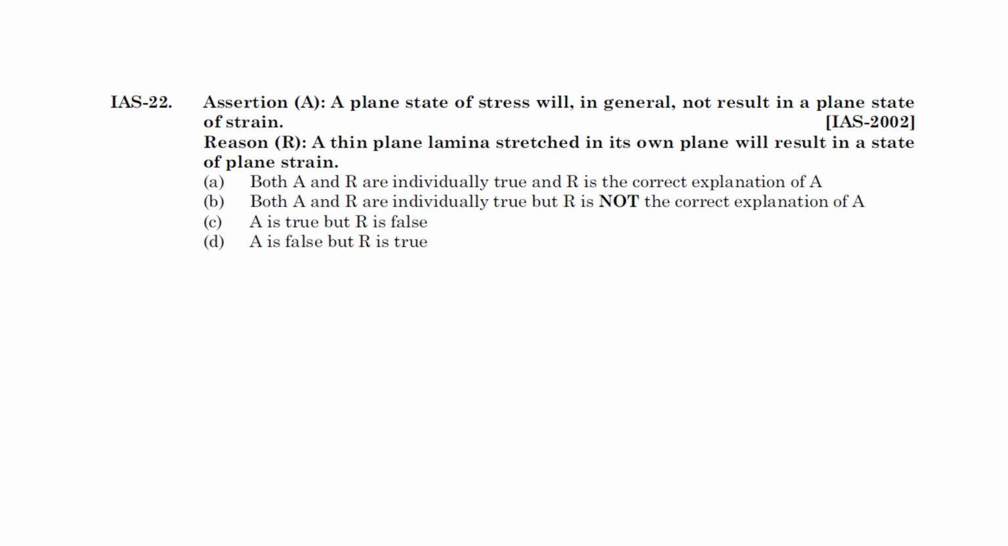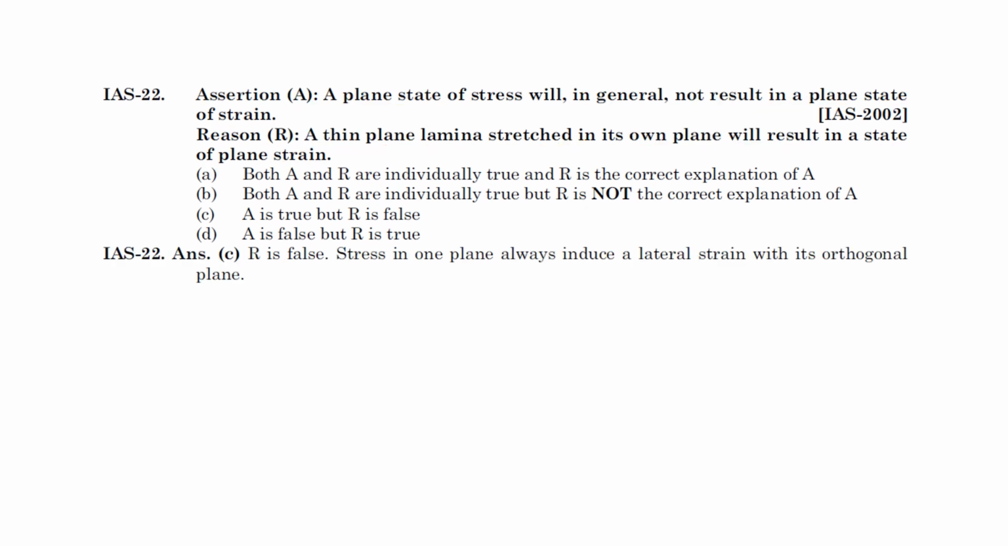Okay, next question, again an assertion reason question. Let's read that. Assertion: a plane state of stress will in general not result in a plane state of strain. Let's see the reason: a thin plane lamina stretched in its own plane will result in a state of plane strain. See, actually the assertion is correct. A plane state of stress will in general not result in a plane state of strain. Yes, this is correct, but the reason is wrong. A thin plane lamina stretched in its own plane will result in a state of plane strain, this statement is wrong. So the assertion is correct, reason is wrong, so the answer will be C.